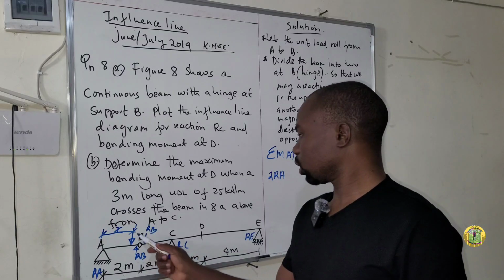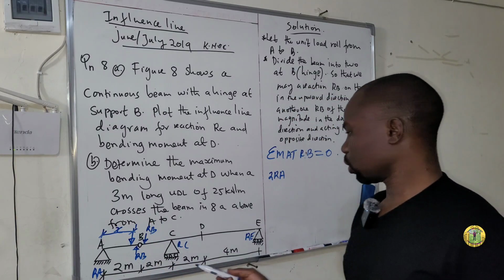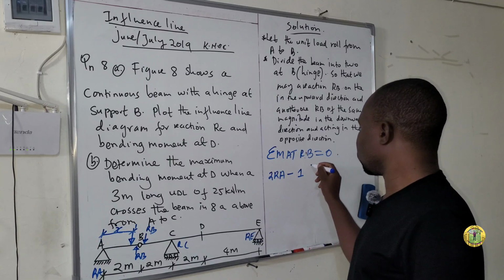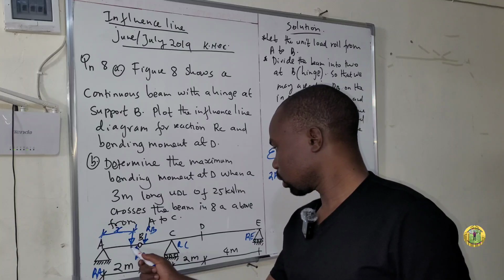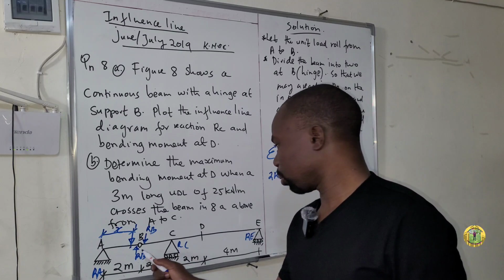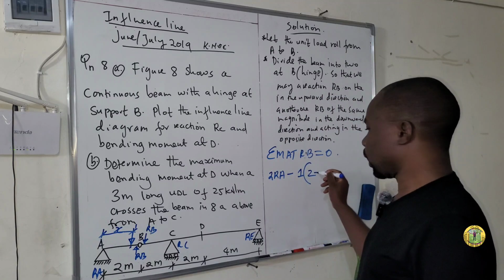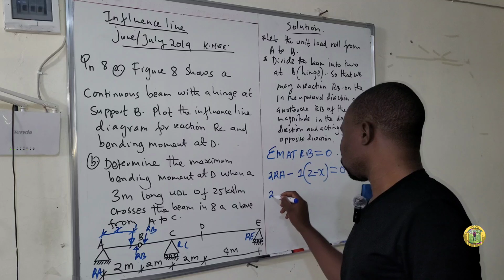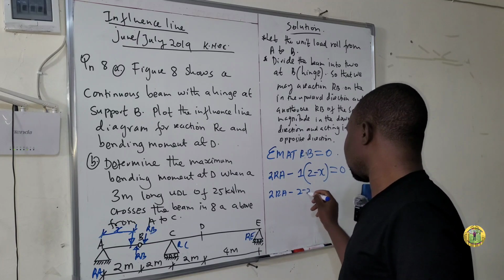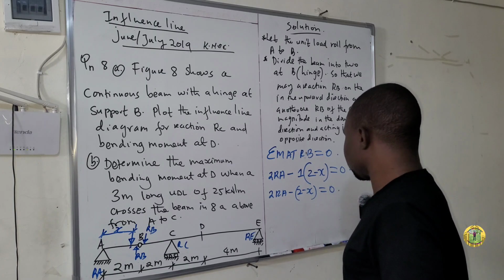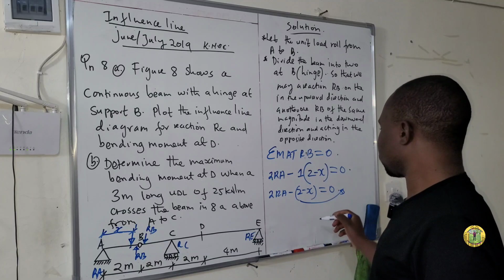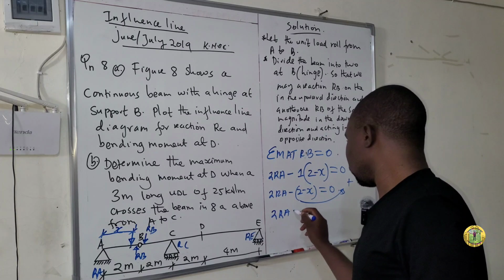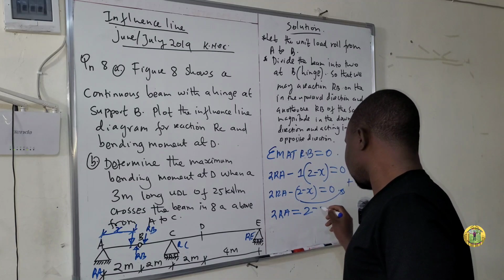And then we come to this 1 unit load. In which direction is this unit load moving? It is moving in an anticlockwise direction, so you will say minus 1, then you open the bracket. The distance from where the 1 unit load is acting to RB will be 2 minus x, then equal to 0. So here you'll have 2RA minus (2 minus x) equal to 0. This will cross to the other side, so it will change from negative to positive, and we'll end up having 2RA equal to 2 minus x.